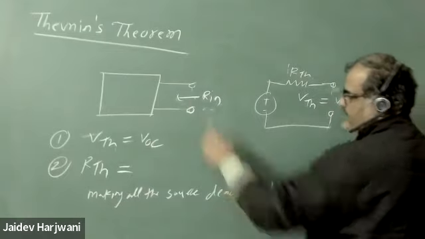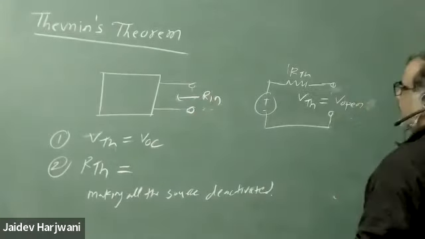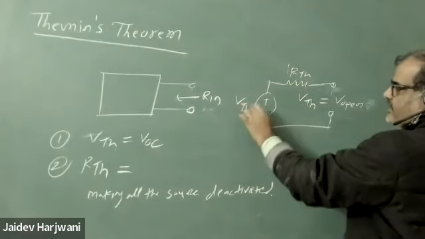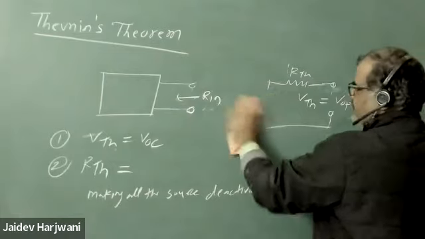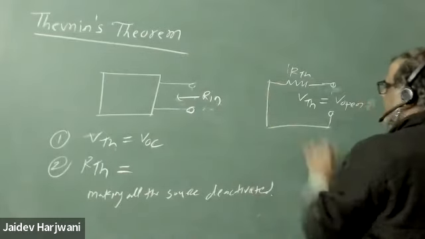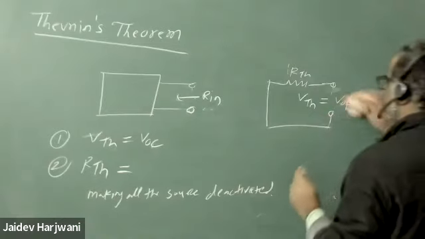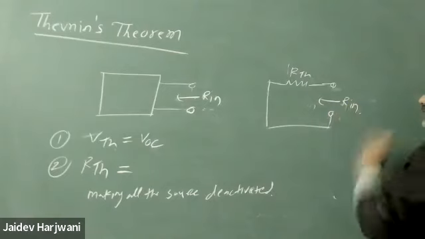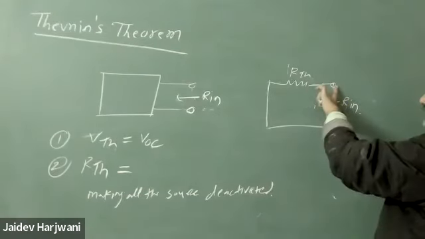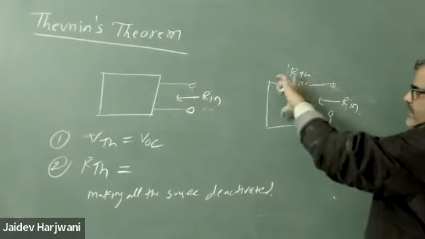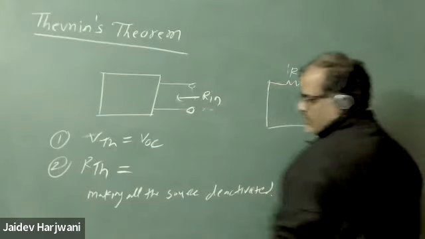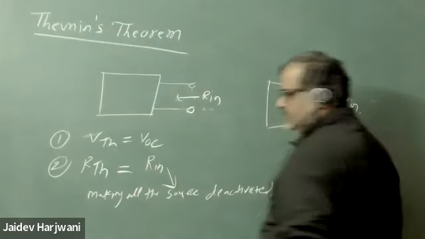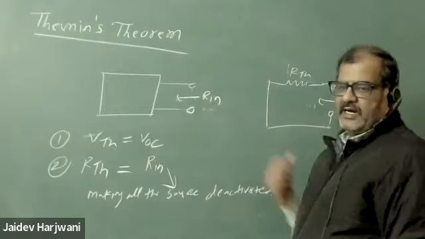So whatever resistance you will measure here. Similarly, I need to deactivate the source here also, and here we have only one source. So if I make this source a short, what will be my R in? In this case, the resistance across these two terminals is equal to RThevenin. So whatever R in I measure by making all sources deactivated, that will be my RThevenin.